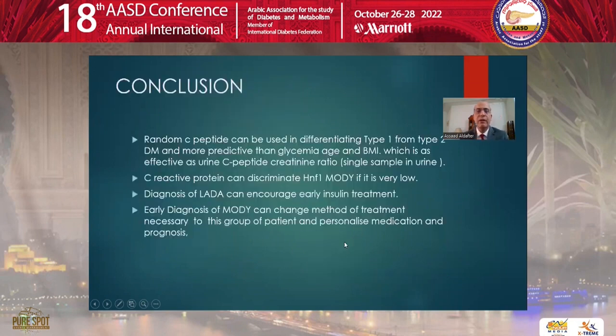In conclusion, random C-peptide can be used in differentiating type 1 from type 2 and is more predictive than glycemia, age, and BMI, and is as effective as the urine C-peptide creatinine ratio, a monospecific urine test. C-reactive protein can discriminate HNF1-alpha MODY if it is very low. Diagnosis of LADA can encourage early insulin treatment, and early diagnosis of MODY can change the method of treatment, of course, as we explained.